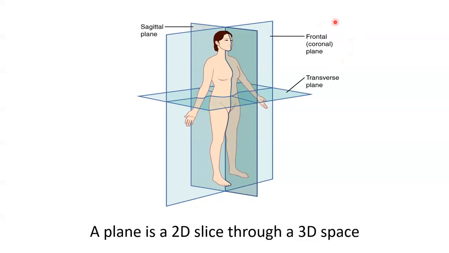We have the frontal or the coronal plane. So that's this one running along here. This divides the body into a front and a back, or an anterior and a posterior section. And we have our transverse plane. So this runs through the middle here, and that divides the body into an upper and a lower, or a superior and an inferior section.